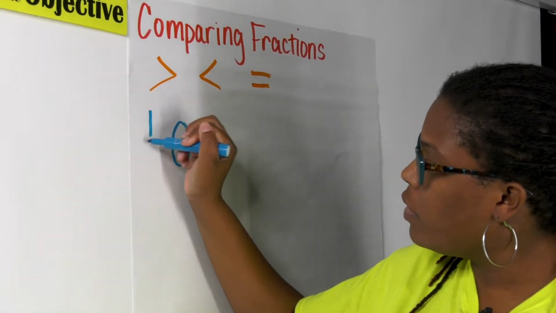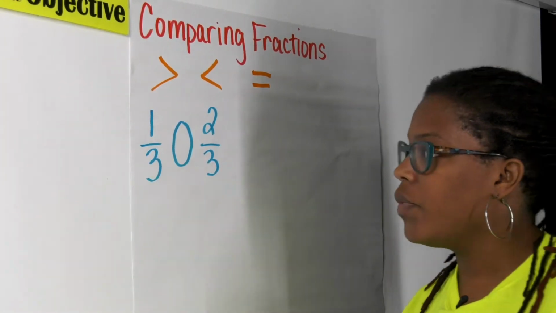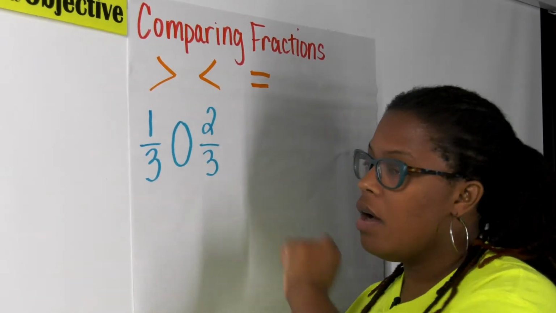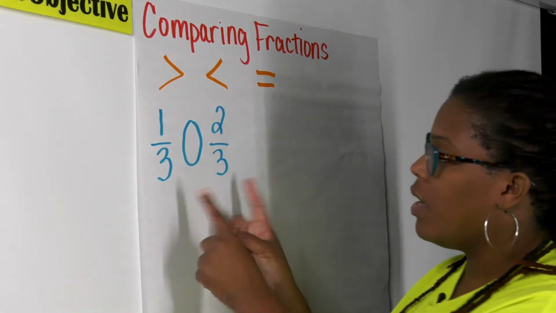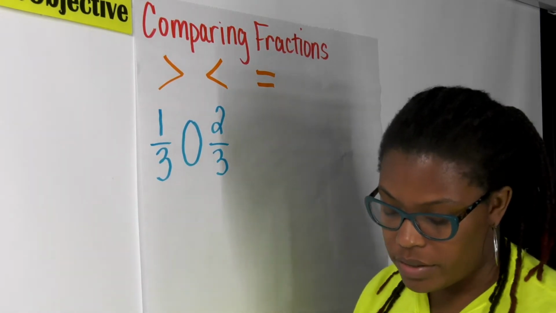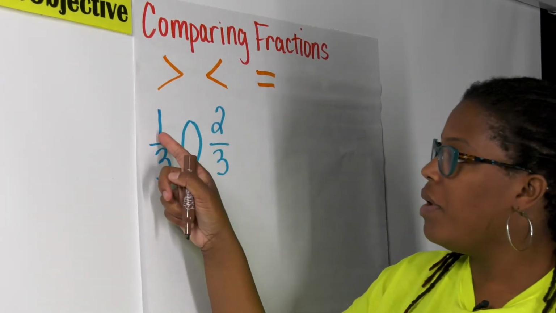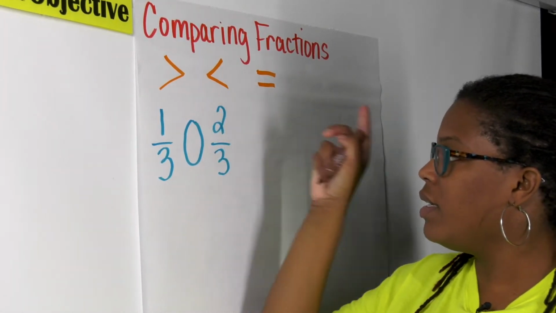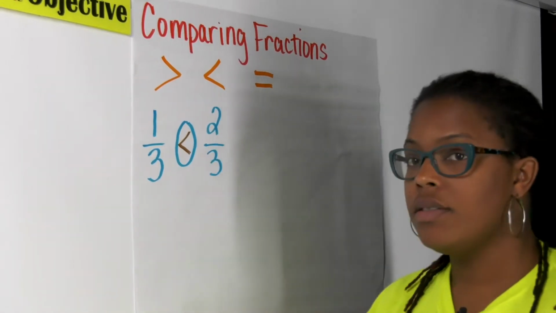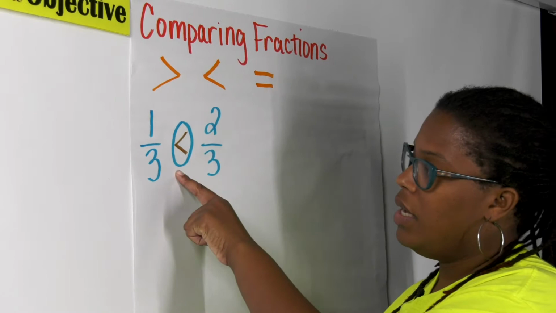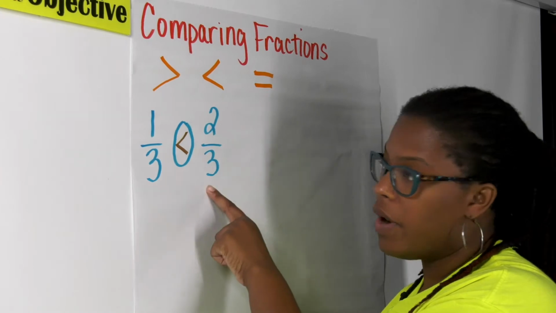And let's say we have 1/3 compared to 2/3. Okay, if you notice, our denominators are the same. When the denominators are the same, it's much easier to compare fractions because all you do is look at your numerator and you ask yourself, is 1 greater than, less than, or equal to 2? 1 is less than 2. So 1/3 is less than 2/3. And remember, we read this from left to right.